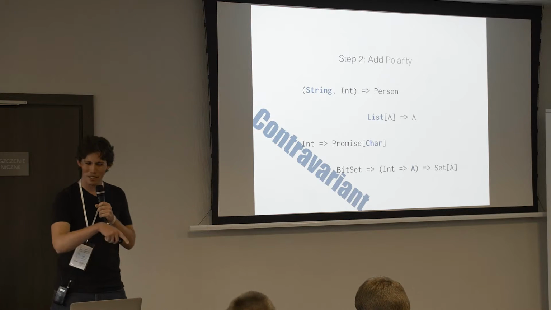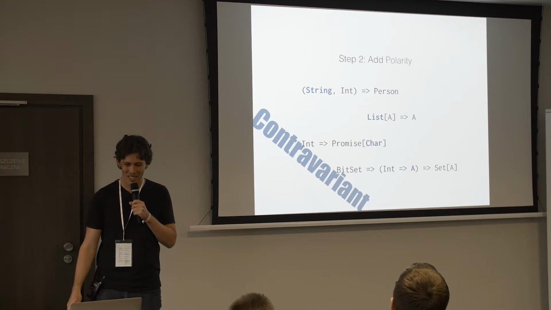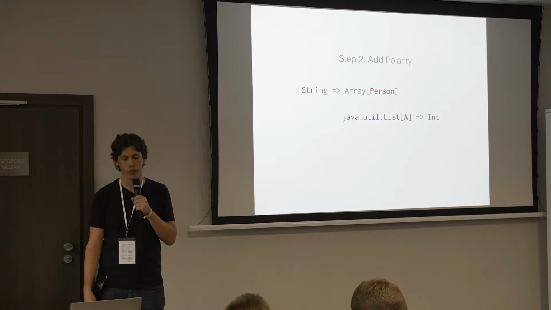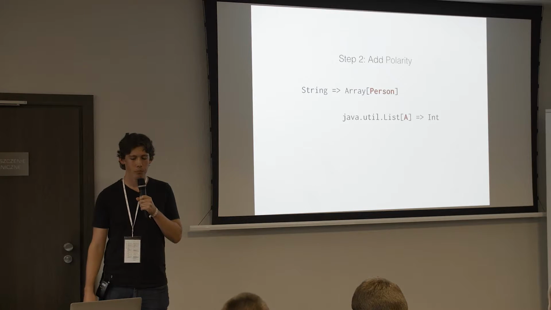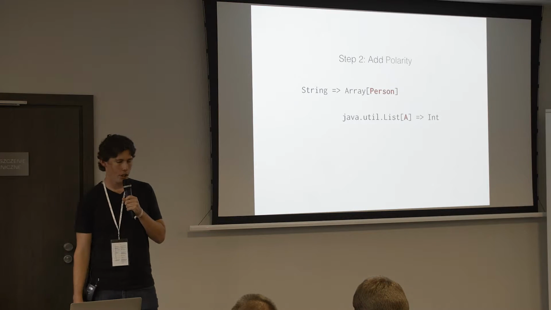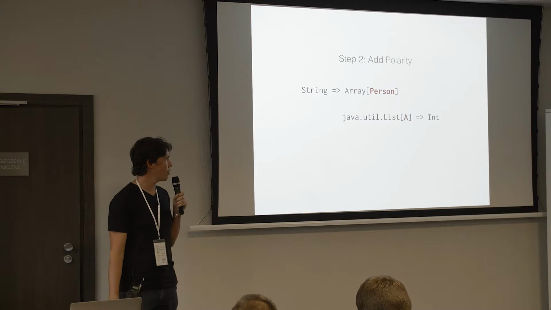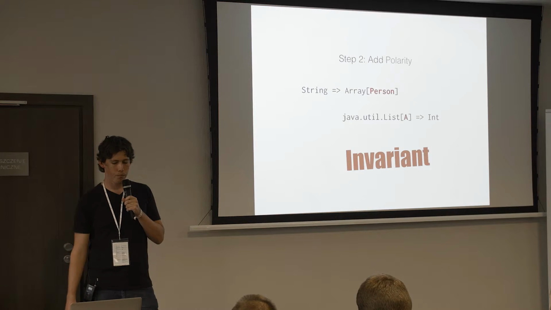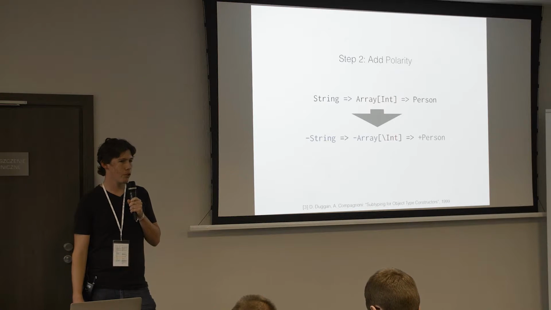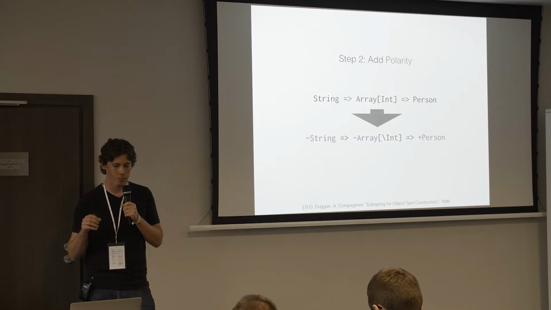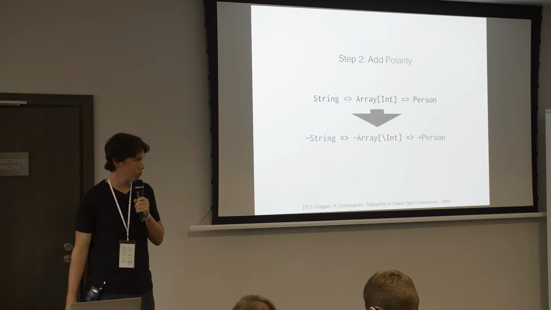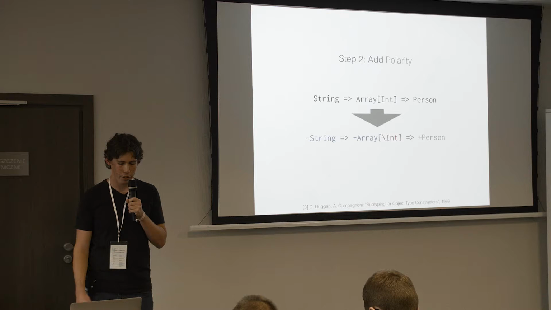The pictures don't match. Sorry. Yeah, and we also have some types that are invariant. So an array you can write to and read from. The same goes for Java lists or Java collections. So those are invariant. So we can use this polarity to better describe what each type in a signature represents. And so we add it in the second step.